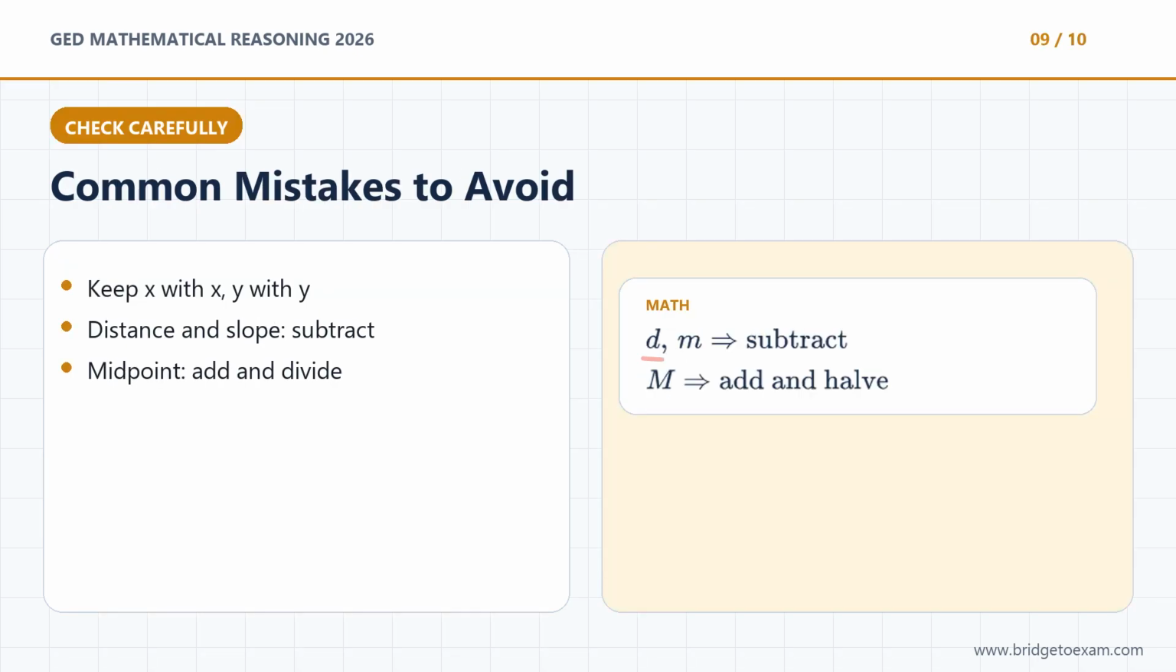Watch these traps. Keep x with x and y with y. Do not mix them up. In the distance formula, subtract in the same order for both. And for the midpoint, you add and divide. But for distance and slope, you subtract. Slow down and label each number.